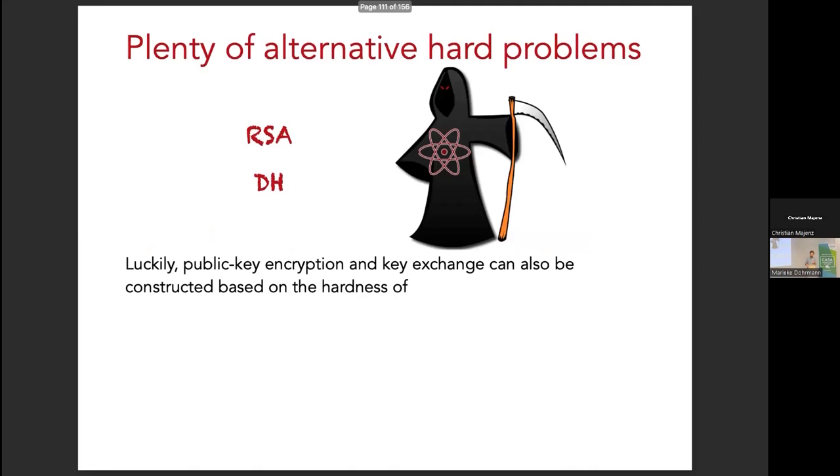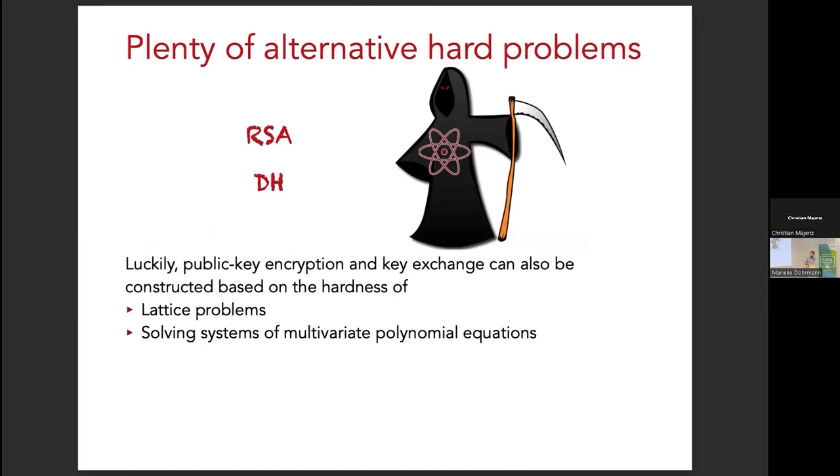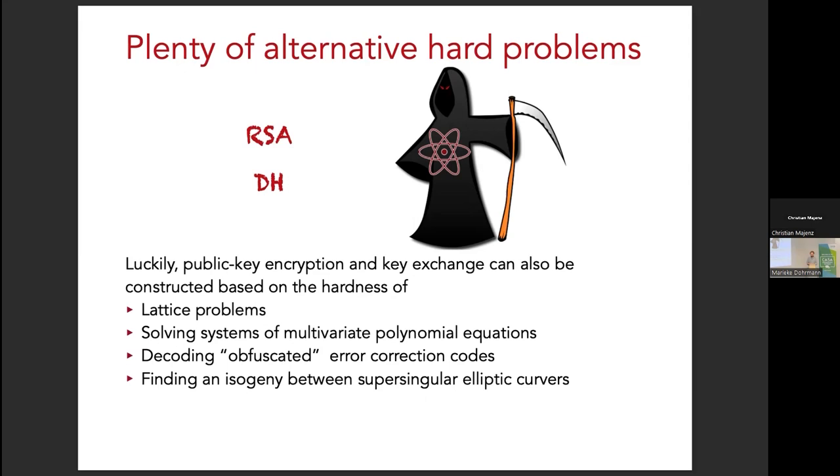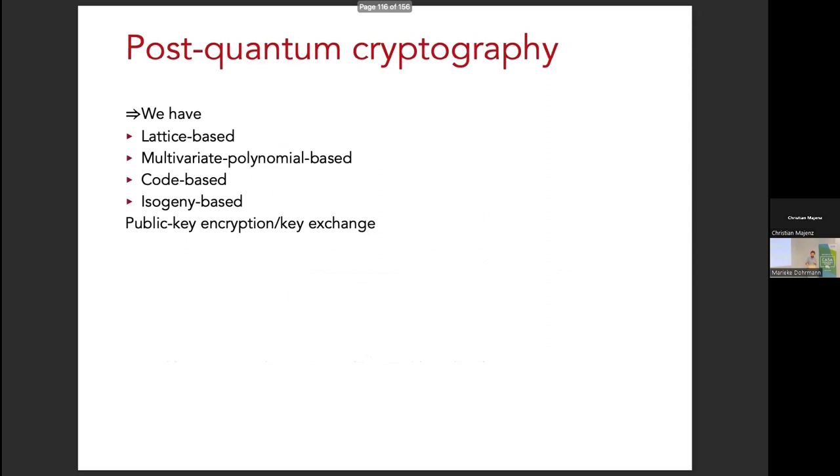It can be, for example, also based on the hardness of lattice problems, solving systems of multivariate polynomial equations, decoding obfuscated, in quotation marks, error correction codes, and also on the problem of finding isogenies between supersingular elliptic curves. So there is some biodiversity of assumptions that we can base public key encryption on. So for all of these cases, public key encryption has been constructed.